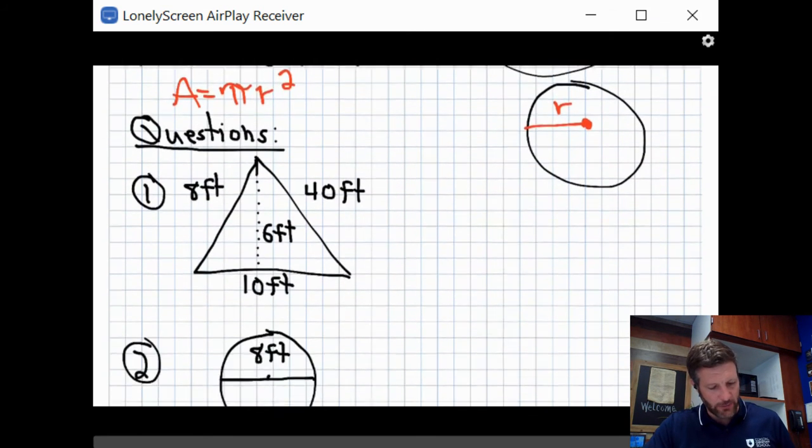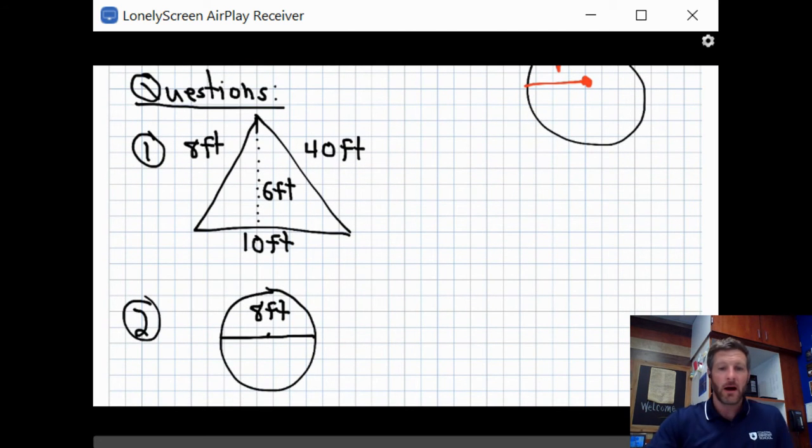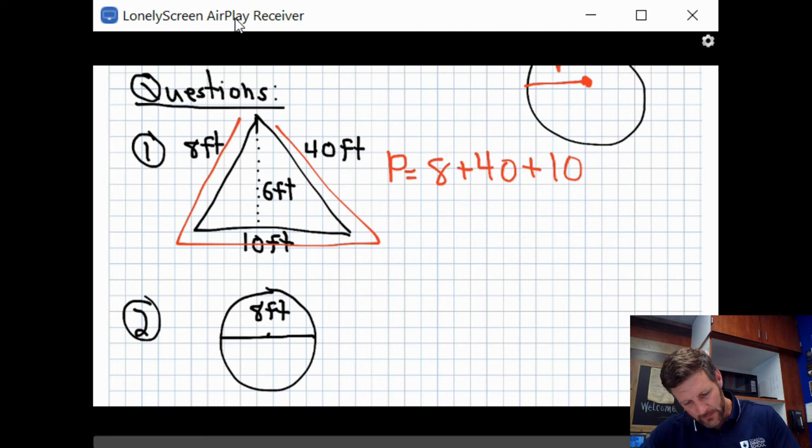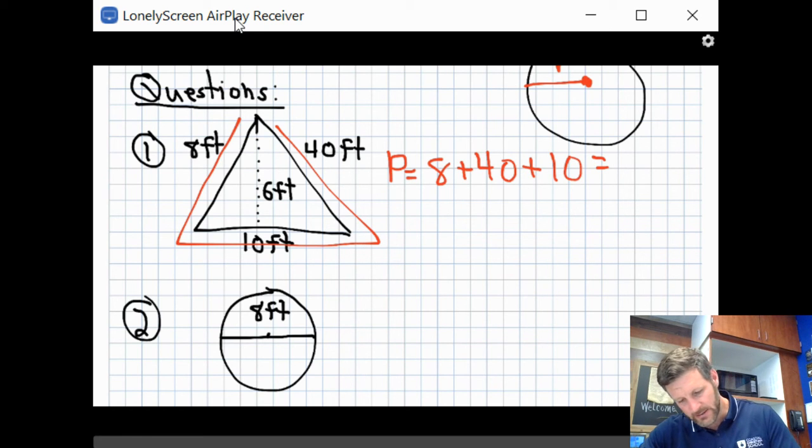Okay, so let's look at, I think we got 3 questions to practice some of these things here. So question number 1 tells us find the perimeter and the area of that triangle. I've gone ahead and drawn that triangle. And so we'll go ahead and start with the perimeter. So remember, perimeter is simply the distance around. So since I know the lengths of the triangle all the way around, I can just add those up. So my perimeter is equal to 8 plus 40 plus 10. So my perimeter is simply 58.